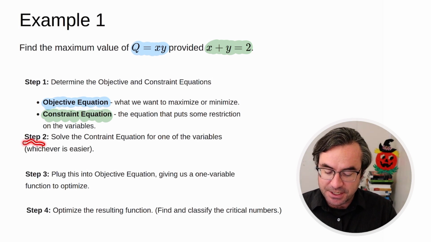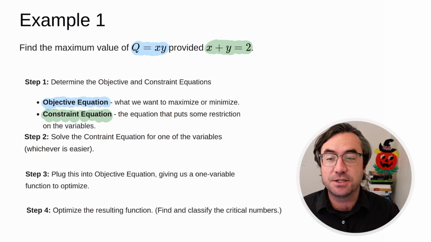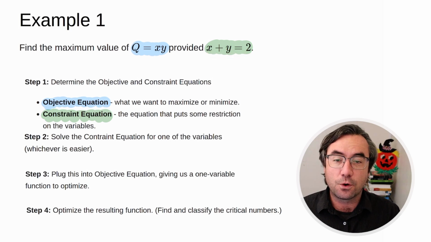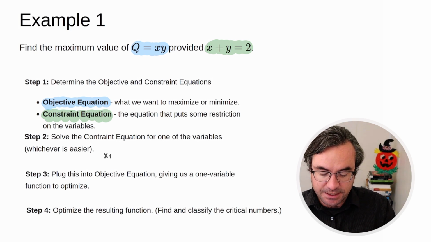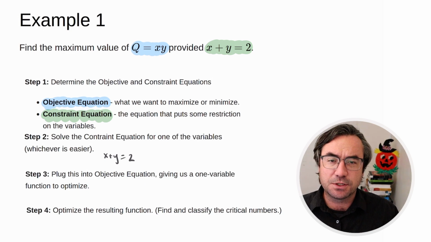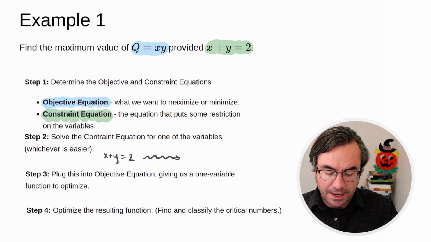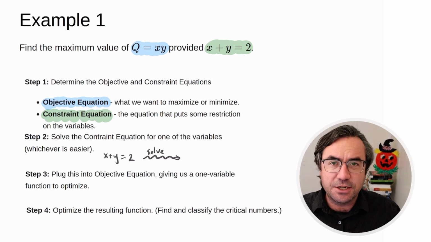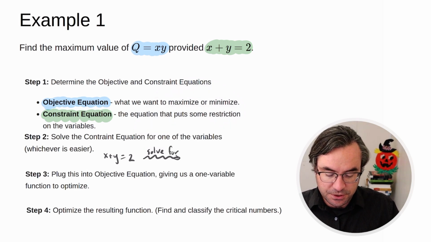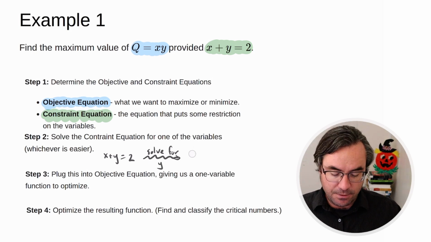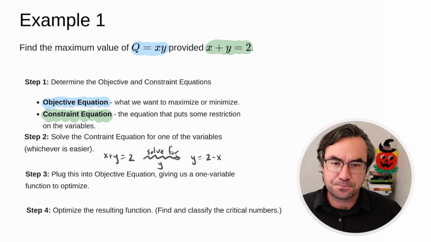So once we have those, the second step is to solve our constraint equation for one of the variables, whichever one's easier. In this case, it really doesn't matter, so let's solve for the usual. We're going to take our constraint equation, which is x plus y equal to 2, and let's just solve this one for y. We'll have occasion sometimes where maybe x is a little easier, but we're just going to solve this one for y. And when we do that, we get y is equal to 2 minus x.